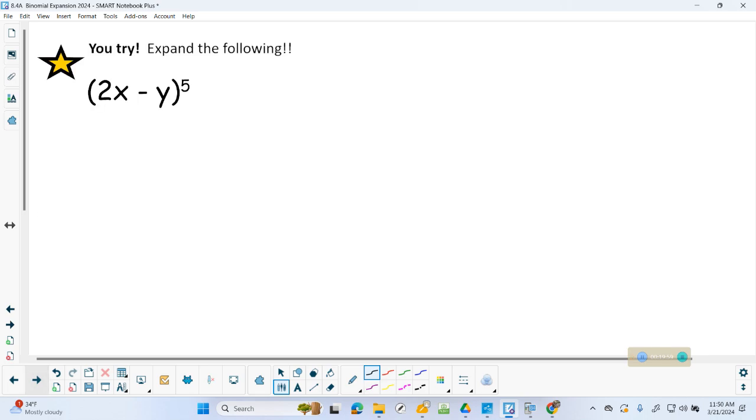You're gonna try this one. Again, I'm gonna jot down for you your coefficients here, 1, 5, 10, 10, 5, 1. Again, you can always do them with combinations if you want. I'm gonna give you a couple minutes to try this. As you're doing it different, so you should have alternating signs, remember.